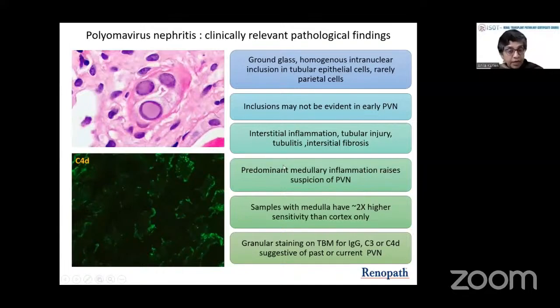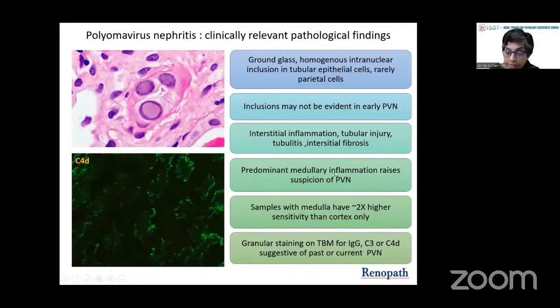The next point that is very important for polyomavirus is when you have the inflammation predominantly in the medulla. Now, medulla is something we really don't give a lot of importance to on the graft. We are all concentrating on the cortex, from the adequacy, 10 glomeruli, 2 arteries. We are looking at the interstitial inflammation, scoring the IFTA, looking at the glomerulus. So medulla tends to be ignored.